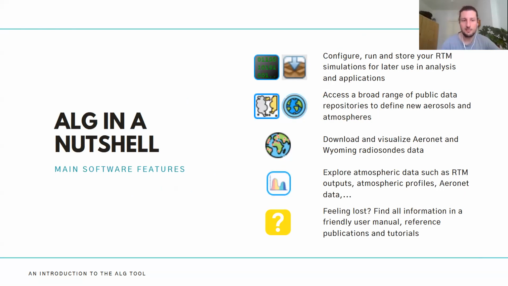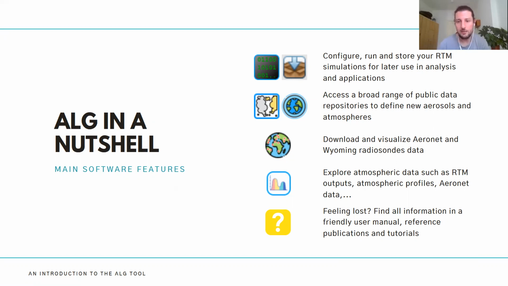Then you also have access through the toolbox to a broad range of public meteorological data and some databases, for example, to define your own aerosols or your own atmospheric properties, atmospheric conditions. The toolbox is also able to connect with the AERONET and Wyoming radiosondes data. These are widely used collections of data from ground stations that measure aerosols and atmospheric conditions.